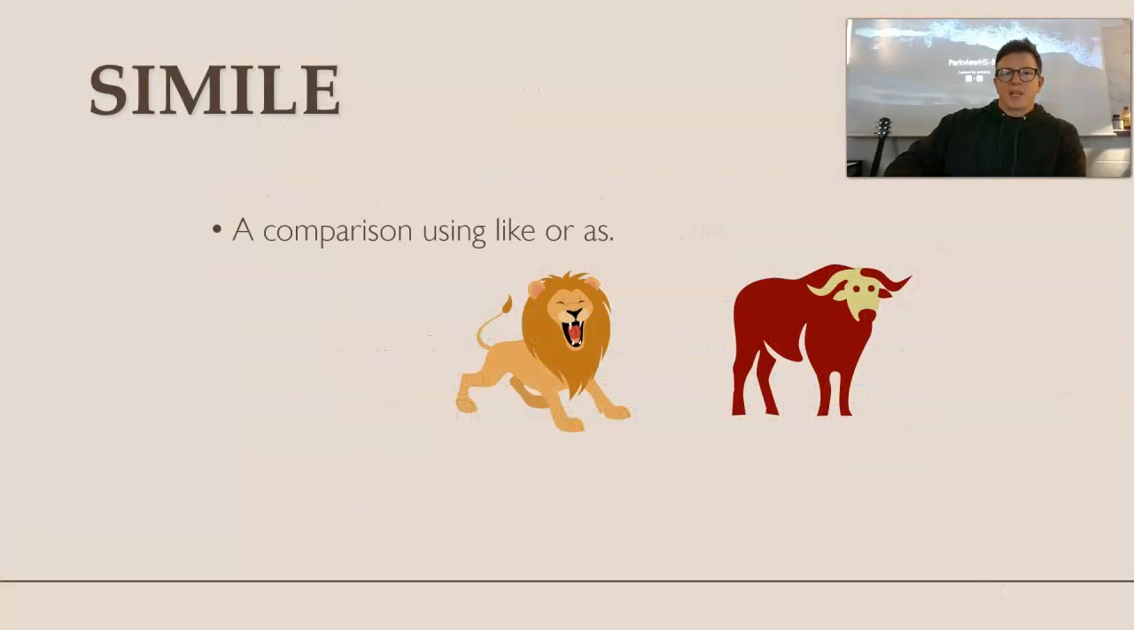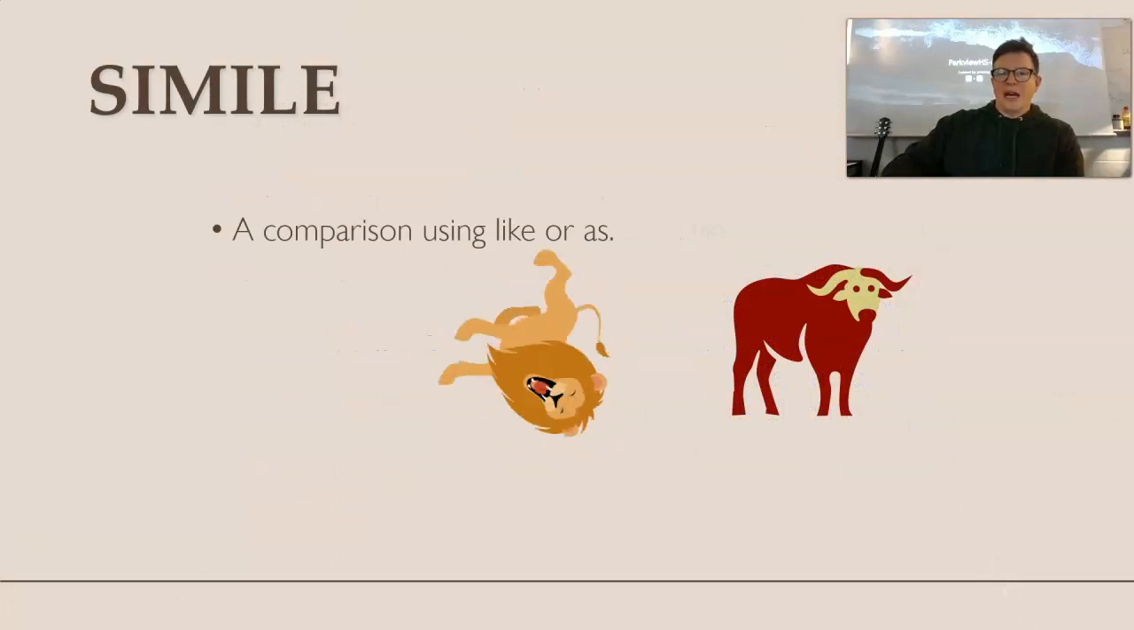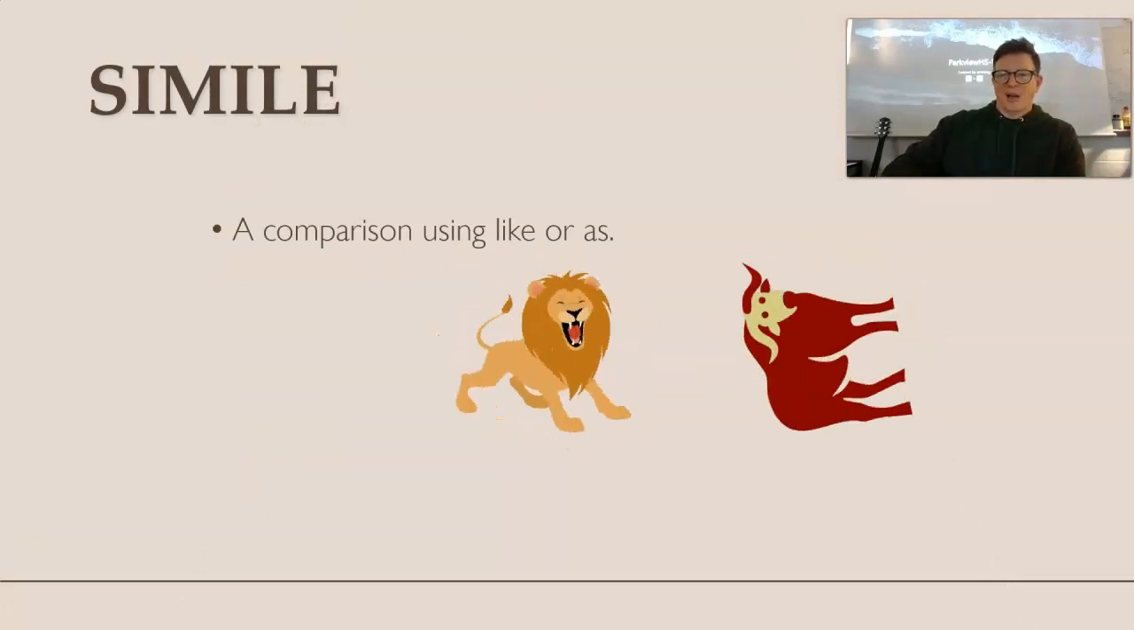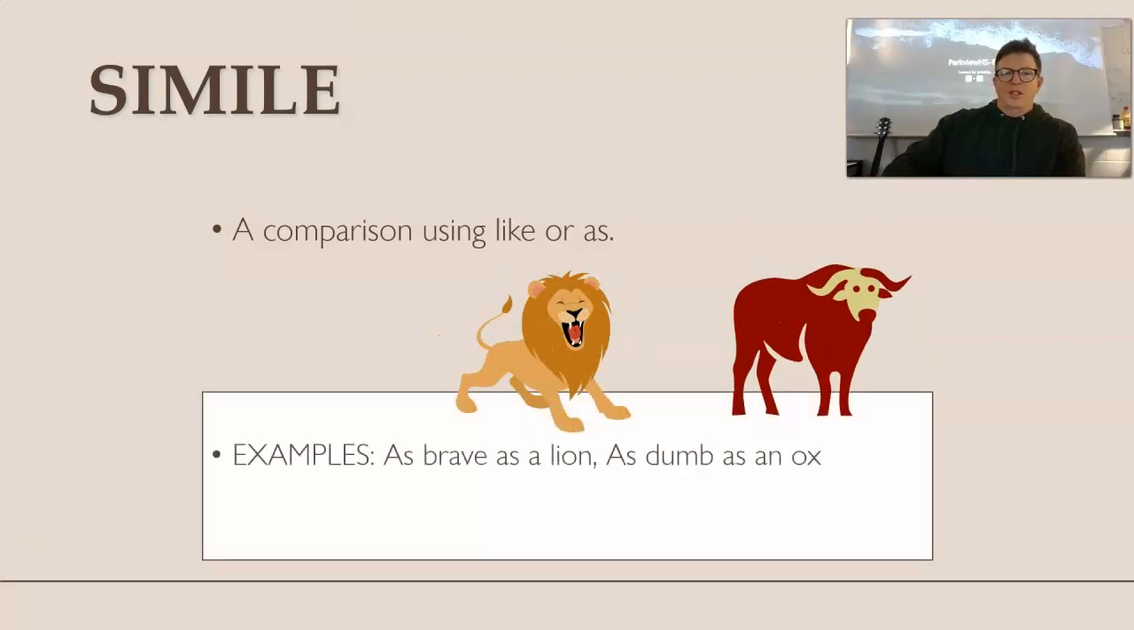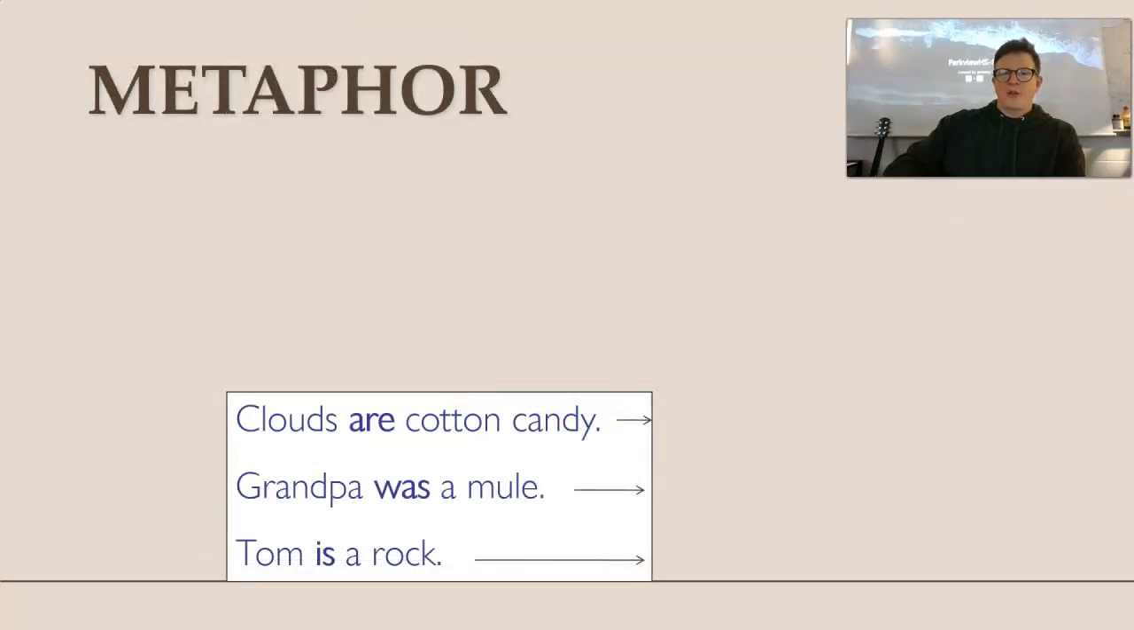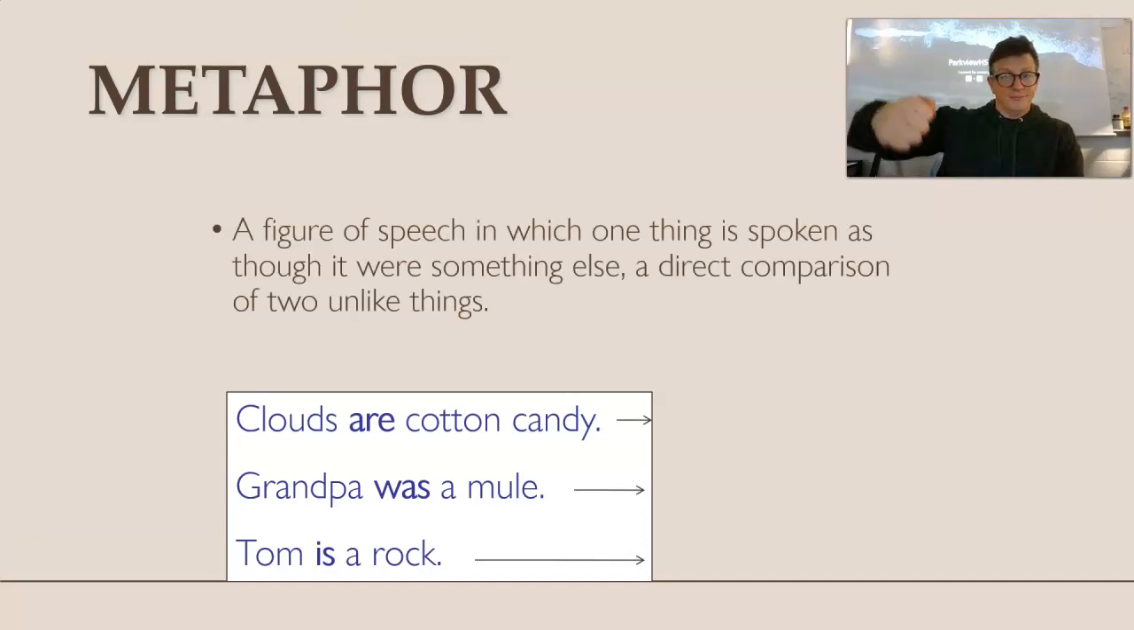Similes. Comparison using like or as. So, as brave as a lion, as dumb as an ox. Metaphors. Clouds are cotton candy. Grandpa was a mule. Tom is a rock. Simon and Garfunkel, they sing a song about it. I am a rock. I am an island. He's not really an island. He's not really a rock.